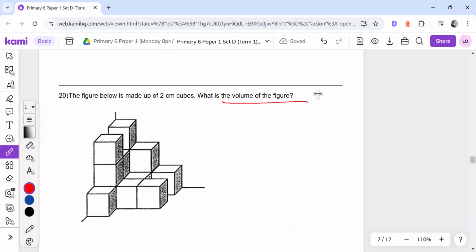What is the volume of the figure? Now, Mr. Ong purposely put 2 cm here. Usually you will see 1 cm cube, but I purposely put 2 cm because somebody will make mistakes. Let's hope you get it correct.